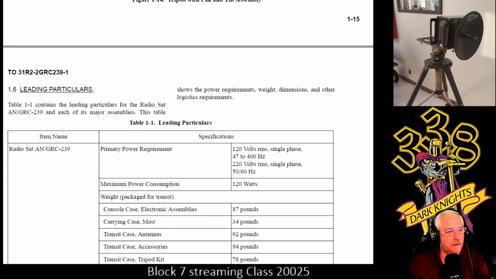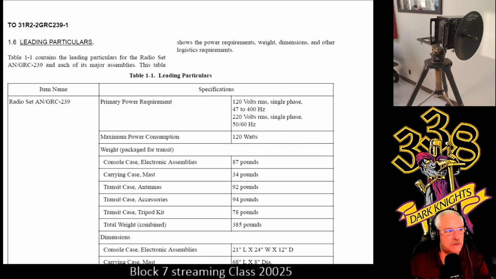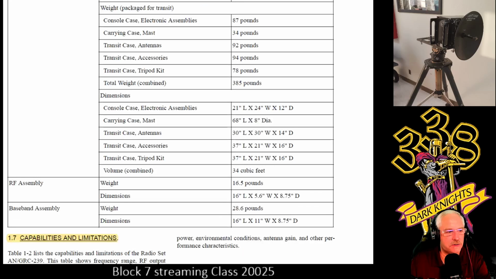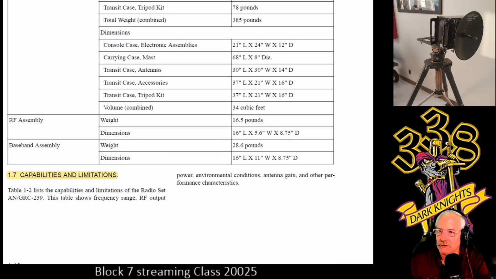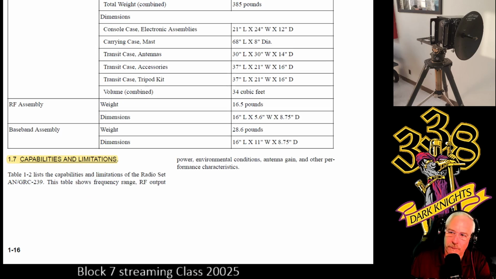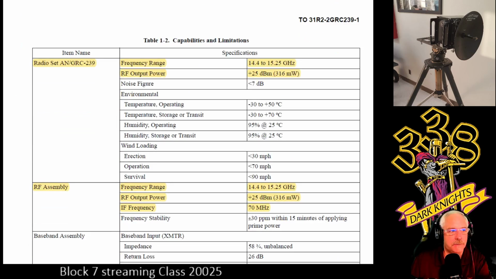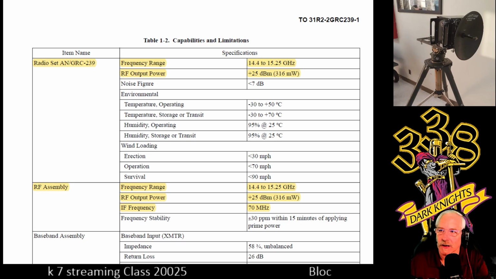Tripod again. You have leading particulars. This is in 1.6, Capabilities and limitations. That's where the bulk of the information is if you need to look it up. So, I haven't been lying to you. So take a look at the frequency range. You got 14.4 to 15.25 gigahertz.